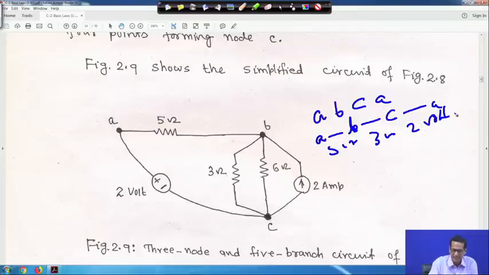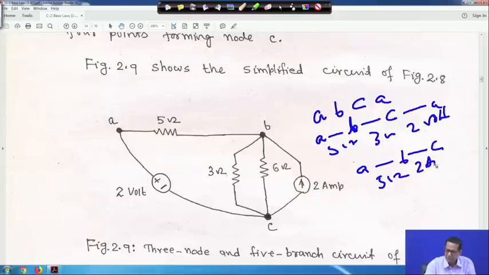This is one independent loop. Another one I can take again A B C A, say A to B, that is 5 ohm, then B to C, that is the 2 ampere current source, right, and then C to A again that 2 volt. So, if you look into that, you will find that at least one branch is not common to the others, but one more independent loop is there. So, it is an exercise for you to find it out, right. So, let me clean it.